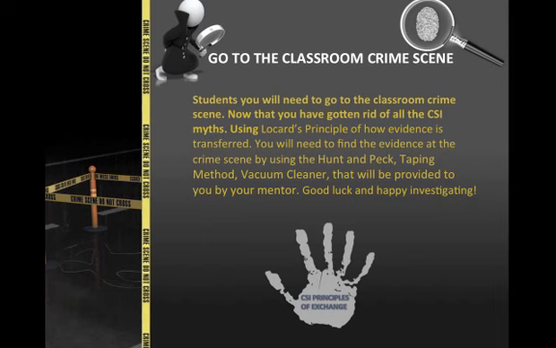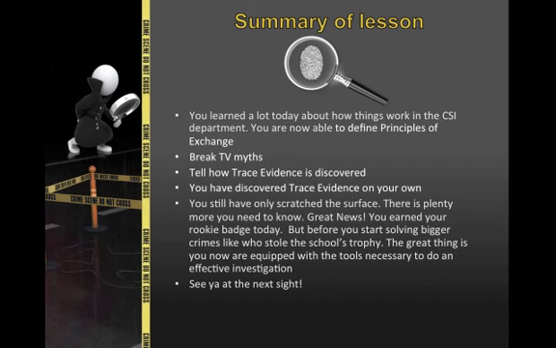Today, you should have learned about how things work in the CSI department. You are now able to define principles of exchange, break TV myths, tell how trace evidence is discovered. You have discovered trace evidence on your own, and you still have only scratched the surface. There is plenty more you need to know, but great news, you earned your rookie badge today. But before you start solving bigger crimes, like who stole the school's trophy, the great thing is you now are equipped with the tools necessary to do an effective investigation. See you at the next crime scene.